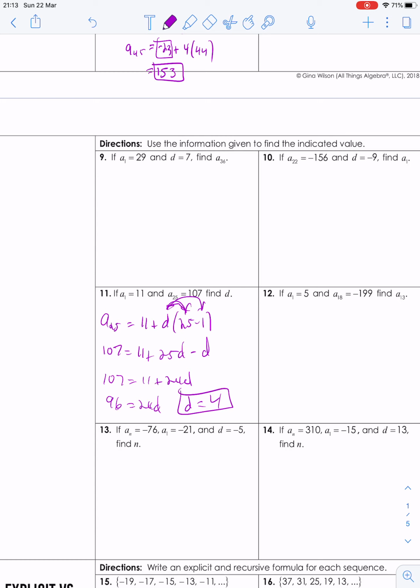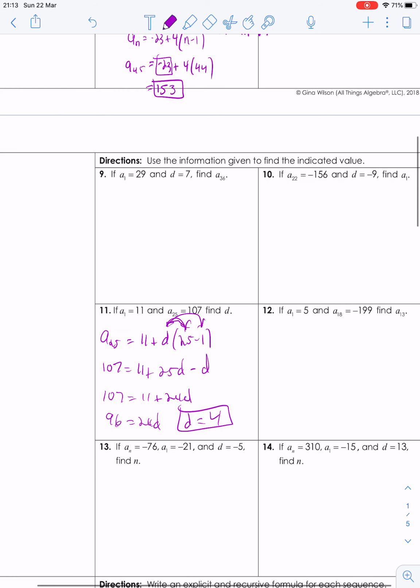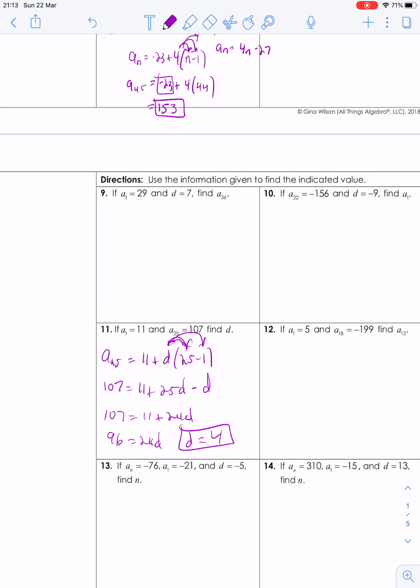Cool. Number 11, same thing. Oh, no, they give us D, and we got to find A36. So we have our A of n equals A of 1 plus D times n minus 1. And we know our D is going to be 7. So we can find A of 36 quite easily. A of 36 equals 29 plus 7 times 35. And there we go. We get 274.